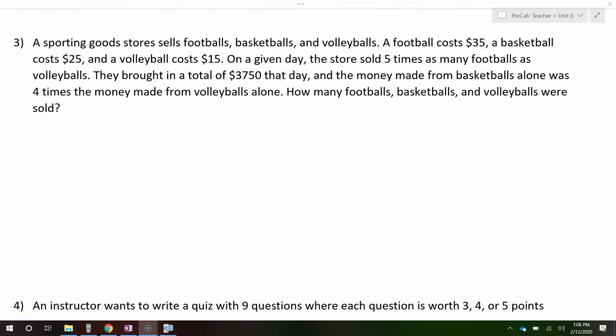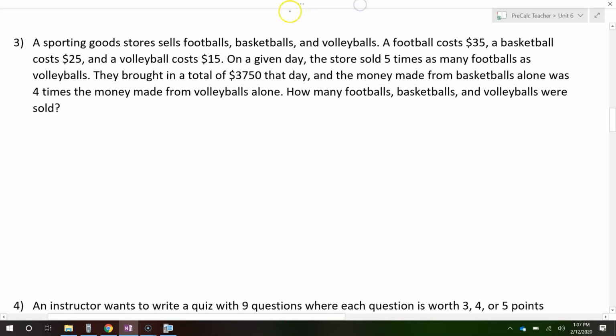All right, so problem number 3. A sporting goods store sells footballs, basketballs, and volleyballs. A football costs $35, a basketball costs $25, and a volleyball costs $15. On a given day, the store sold 5 times as many footballs as volleyballs. They brought in a total of $3,750 that day, and the money made from basketballs alone was 4 times the money made from volleyballs alone. How many footballs, basketballs, and volleyballs were sold?